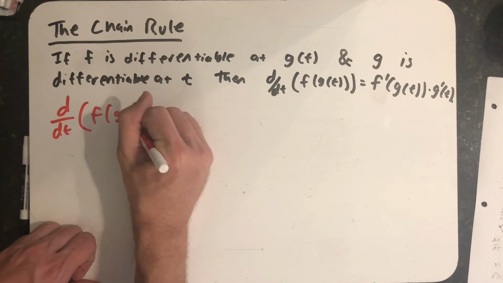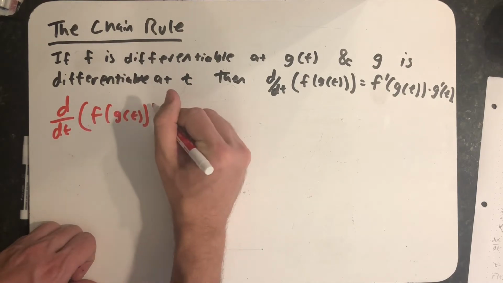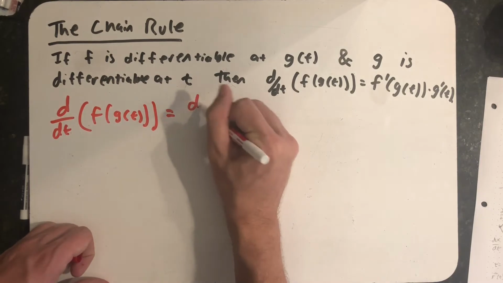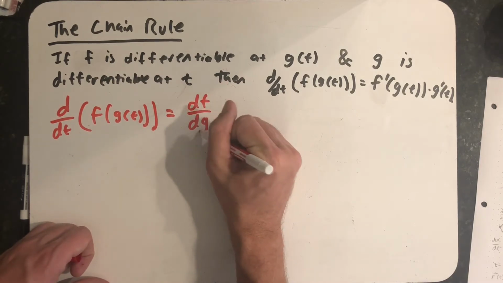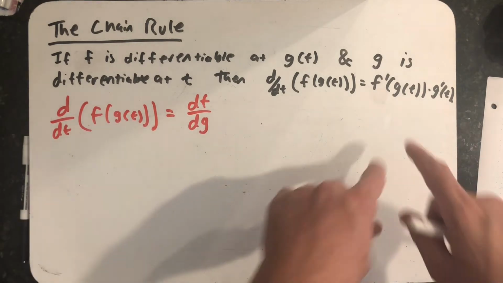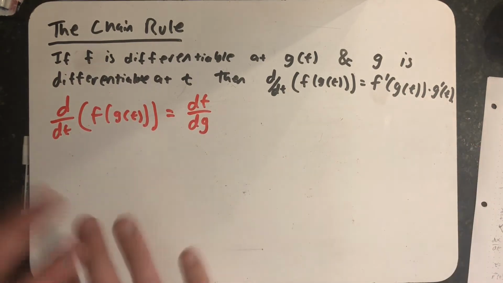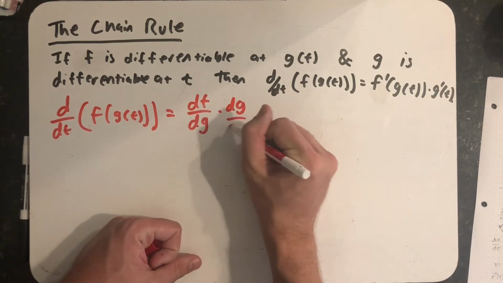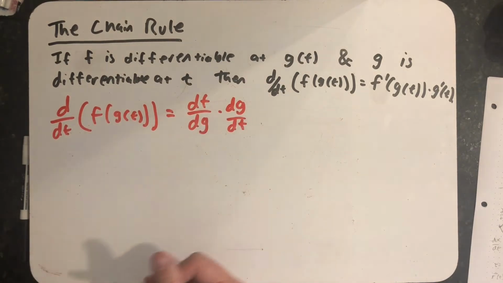Now another way to think about that is that this composite function's derivative is the product of the derivative of f with respect to g, because that's what this collection of symbols is telling me. I'm taking the derivative of f, treating g like it's a variable, just leaving it alone in there, times the derivative of g with respect to t.